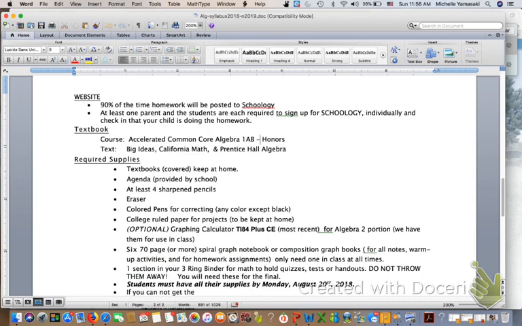We will be using 2 books. The course required book, which is the Accelerated Common Core Algebra 1AB, and the Big Ideas book, and then there is a green Prentice Hall, which is very student friendly. I use that quite a bit. Big Ideas I use more so for a lot of the Common Core word problems where they ask the students to analyze.